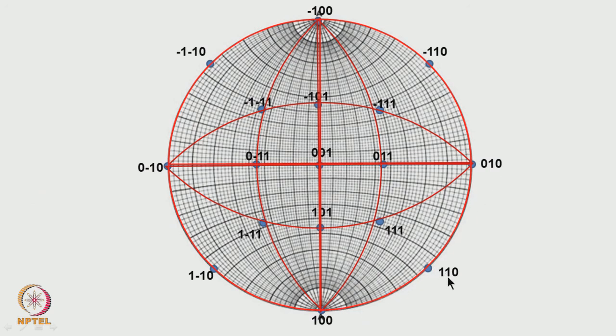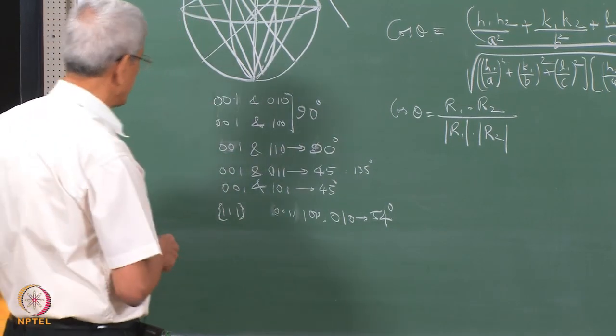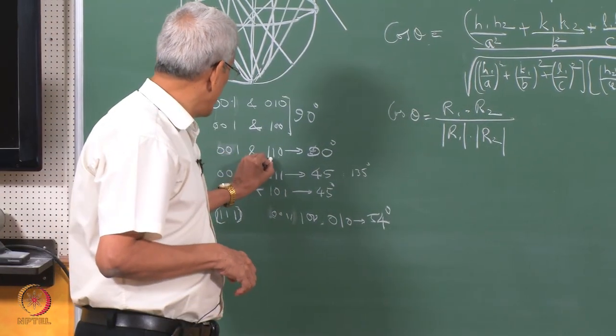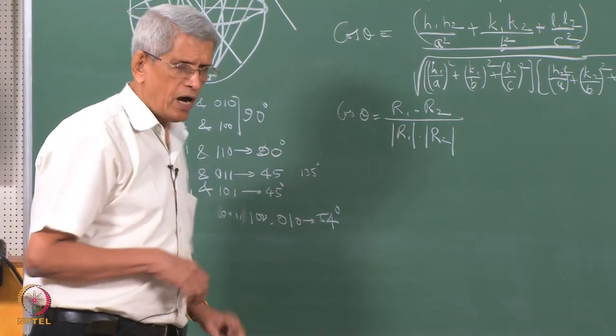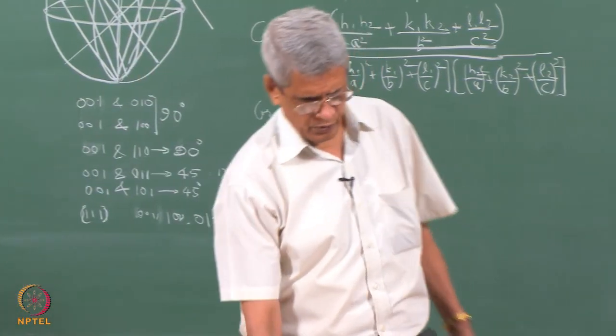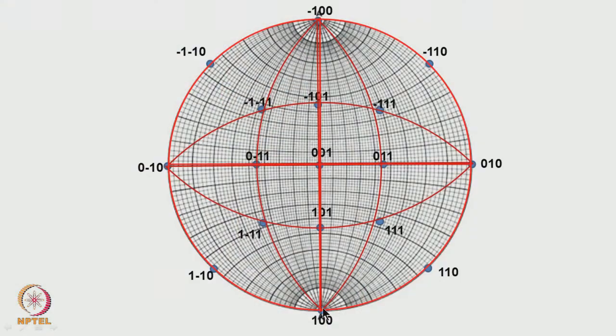And then the 110 plane, essentially if we look at it, that makes an angle of 45 degrees with respect to 100 and also 45 degrees with respect to 010. Okay. That means that it has to come in between these two at an angle of 45 degrees, and we know that from 001, 110 is 90 degrees. That means that 110 has to lie on this primitive circle. So, we can mark this point.